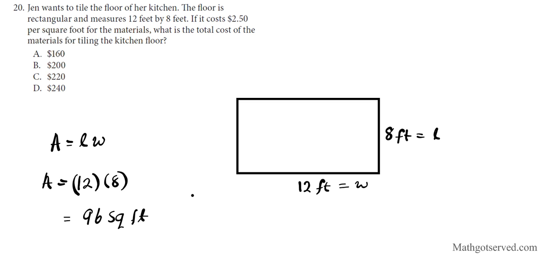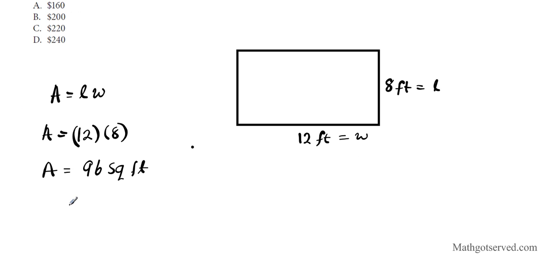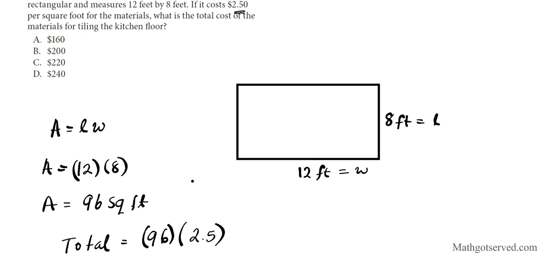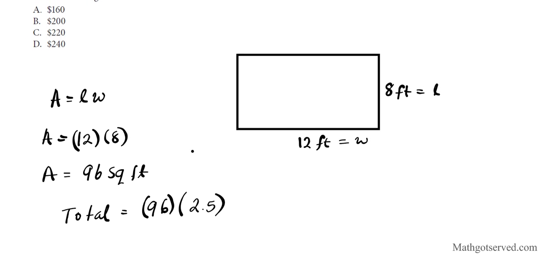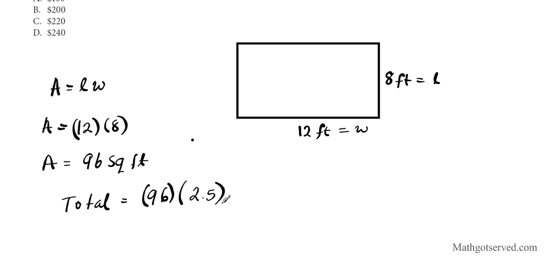So the entire area is 96 square feet, and the unit price is $2.50 per square foot. What is the total price going to be? The total is going to be the area times the unit price, which is 96 multiplied by $2.50. Let's go ahead and multiply this out. We can work this out using fractions, or we can just multiply the decimals. Let's use decimals. So 96 times 2.5.